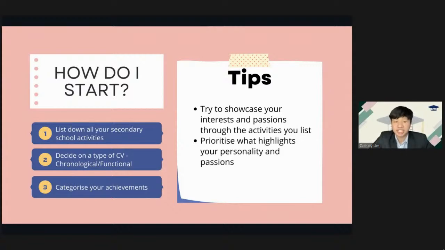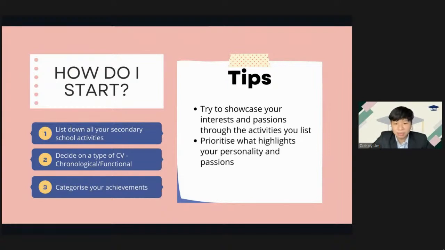For CVs, there are generally 2 different types. The first one is a chronological CV. The second one is a functional CV. Usually for scholarship applicants, what I did was I used a functional CV, because a chronological one, as the name implies, would be done according to year. So for example, in Form 1 you did X, Form 2 you did Y, and Form 3 you did Z, and so forth. You would list down your achievements according to year. Form 1, this is what I did. Form 2, this is what I did. Form 3, this is what I did.